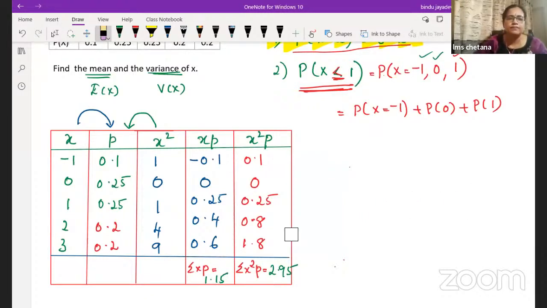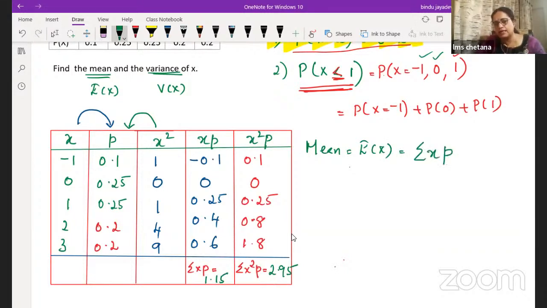Now we are writing mean. What is mean? Mean equals expectation of x, that is equal to sigma xp, directly from the column. What is the answer? 1.15. Practice this question, it is easy for you to get marks.